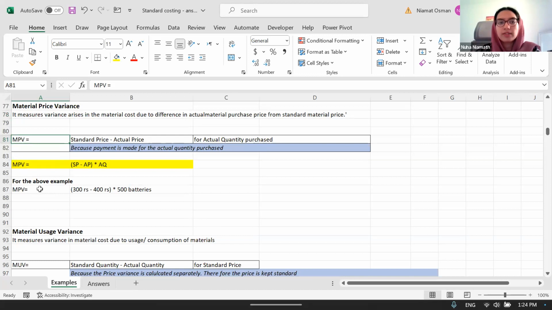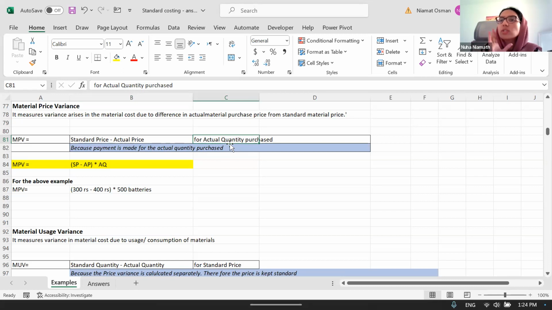MPV is your material price variance. That is your standard price minus actual price, for the actual quantity purchased. Why are we not using the standard quantity purchased? Because payment is made for the actual quantity purchased, right? You will not make it for the standard quantity SQ, so you will make it only for the AQ. Please remember this: whenever you're talking about a price variance, a rate variance, the payment is always made for the actual quantity that you are receiving.